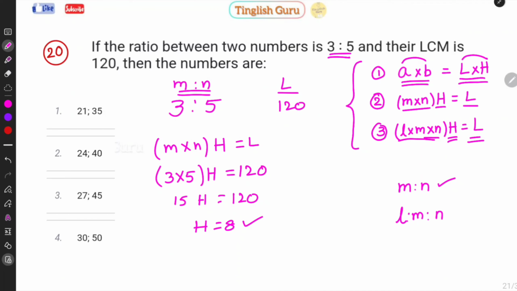So what we are asked is to find the numbers. If the numbers are in the ratio 3 is to 5, the original numbers will be 3 into H, comma, 5 into H. This is the original number format if the numbers are in this ratio. So what is 3 into H? 3 into 8 is 24, comma, 5 into 8 is 40. So our numbers will be option 2, 24 and 40.